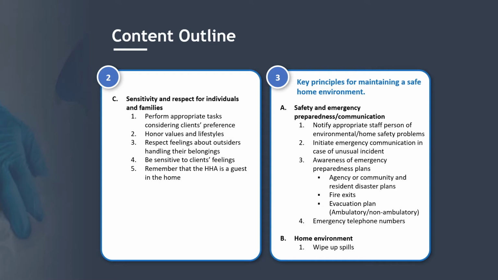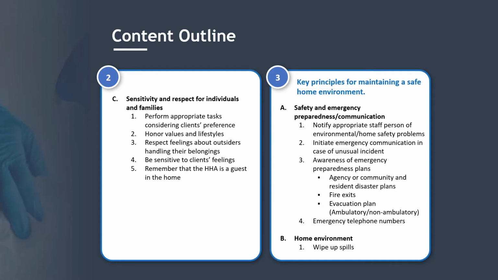Section 3. Key principles for maintaining a safe home environment. A. Safety and emergency preparedness and communication. Notify appropriate staff person of environmental or home safety problems. Initiate emergency communication in case of unusual incidents.